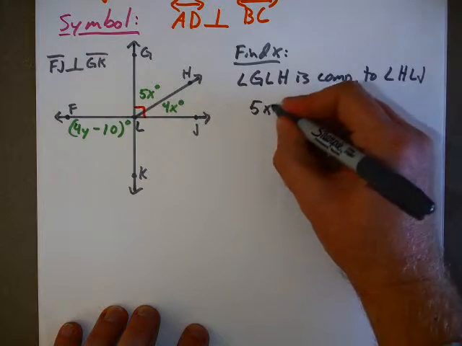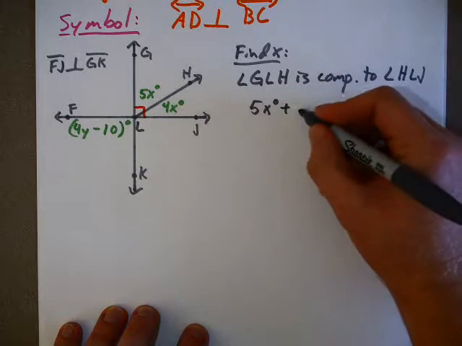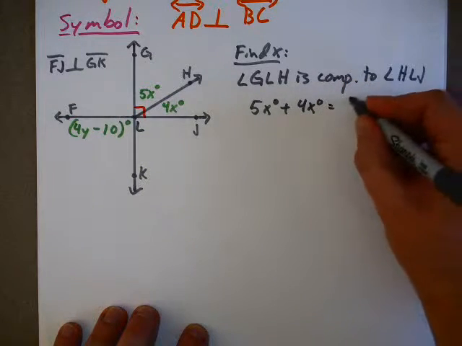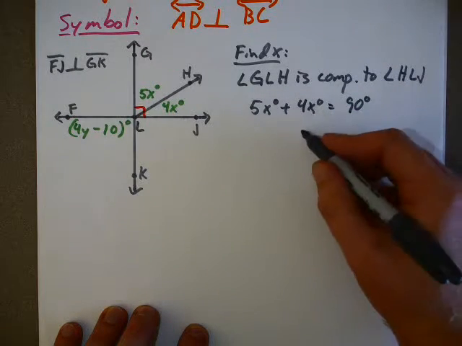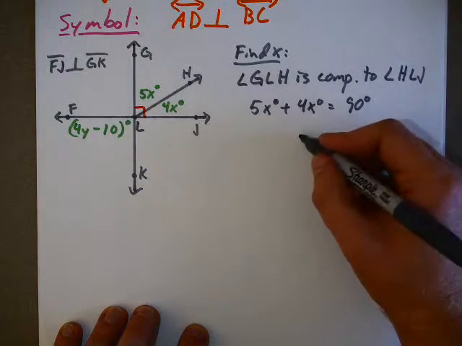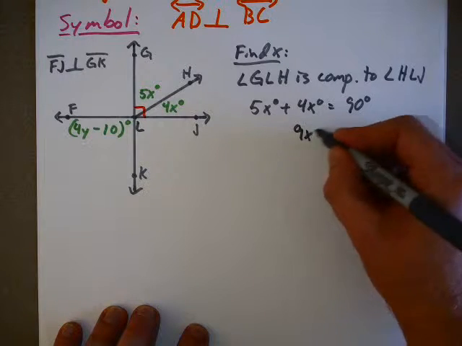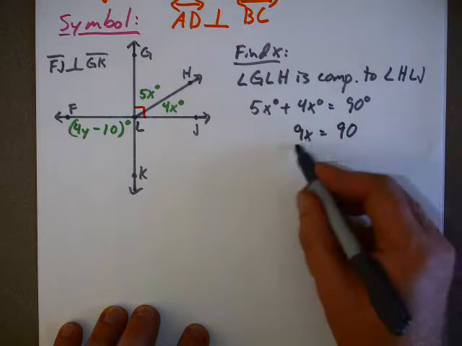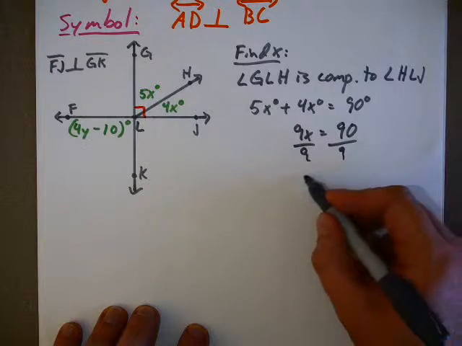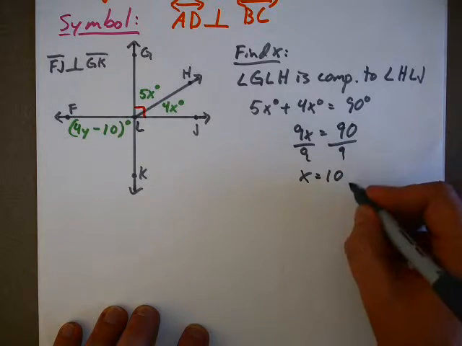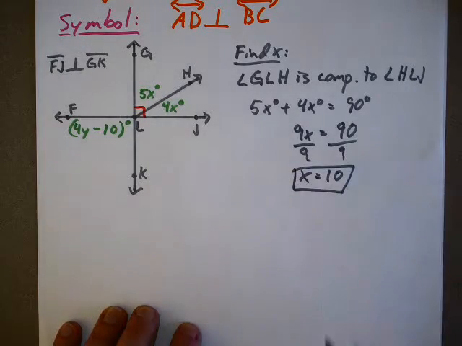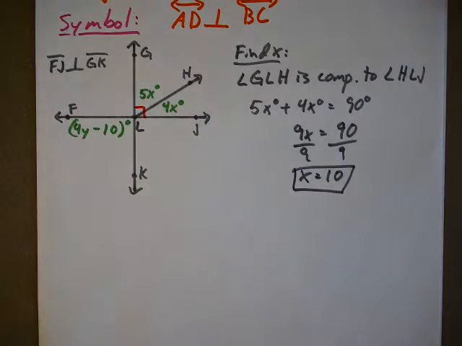So I know that 5x plus 4x is going to equal 90 degrees. Combine like terms: 5x plus 4x is 9x equals 90. Divide both sides by 9, and so x equals 10. Because we have two angles that equal 90 degrees, and we know that because we have perpendicular lines, we can just add the two up and have it equal 90.